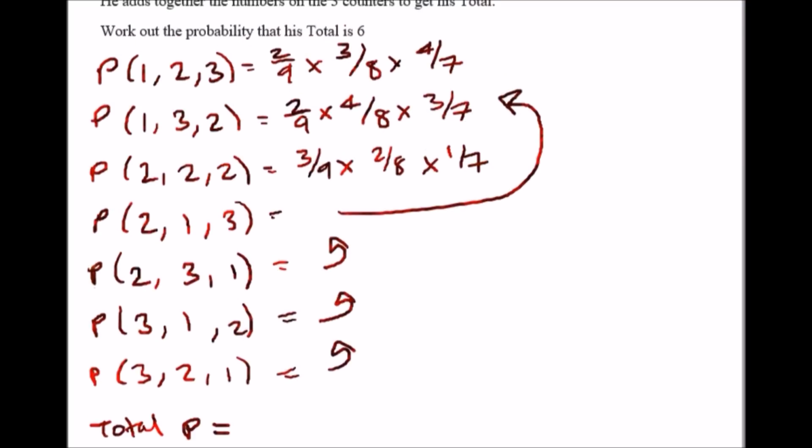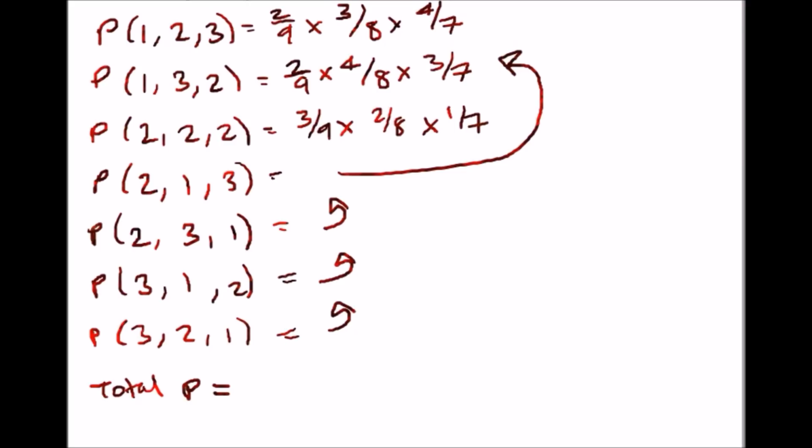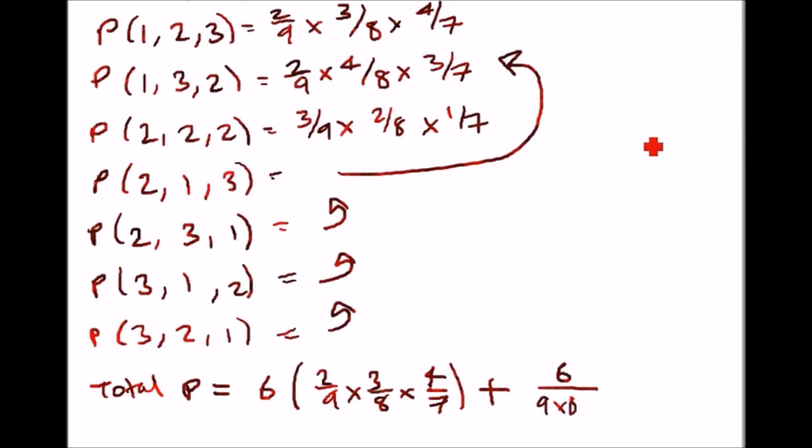It's going to be 6 lots of the first equation because they're all the same. So 6 times 2 ninths times 3 eighths times 4 sevenths, plus, what was the unique one? The probability of 2, 2, 2. So 3, 2, 1, so let's work this out. Times 3 times 2 times 1 will give us 6 over 9 times 8 times 7, whatever that is.